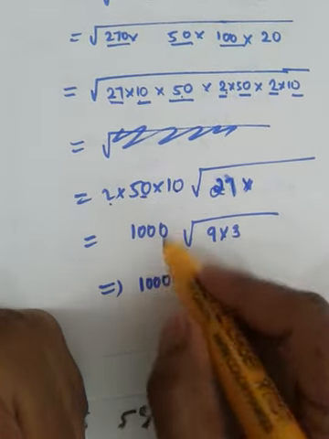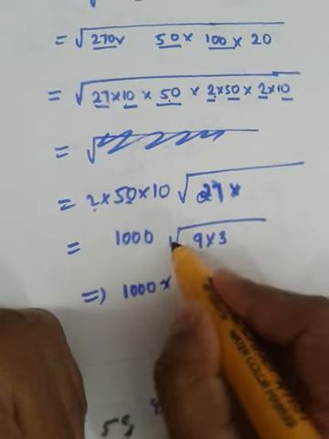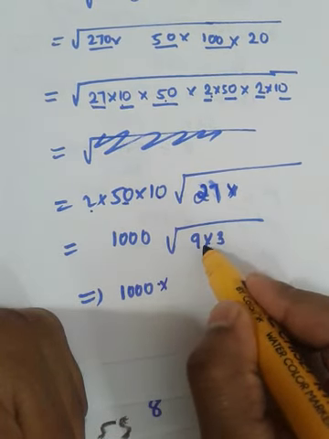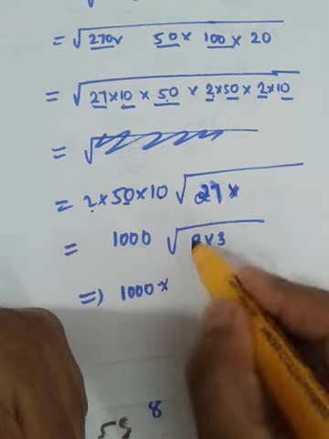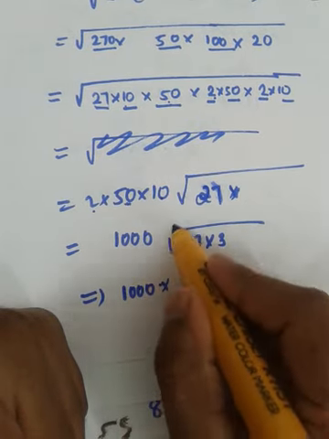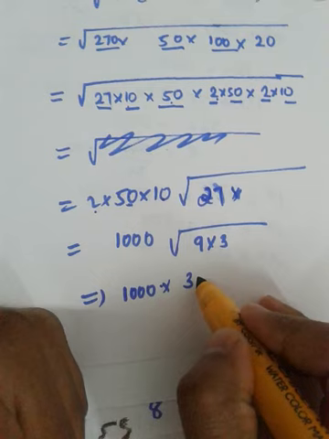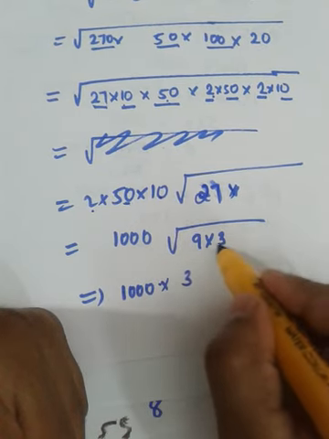What is the square root of 9? We can calculate the square root of 9. What is the square root of 9? 3. So just apply square root for 9. So we can write 3. Now under the square root only one number is there, 3.